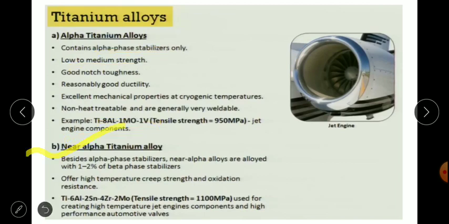Next one, near alpha titanium alloy. It contains alpha plus beta stabilizers, that means alpha stabilizers alloyed with 1 to 2% of beta stabilizers. One example is high performance valves.